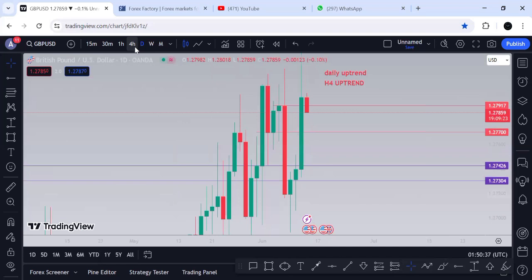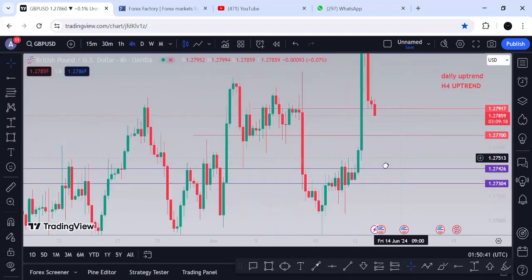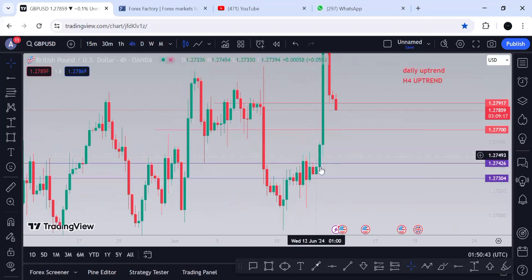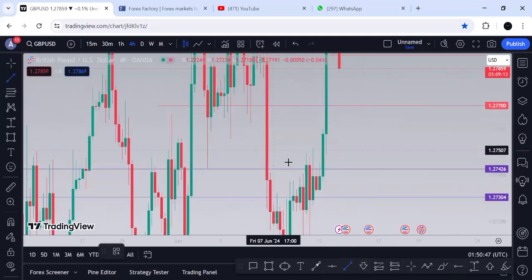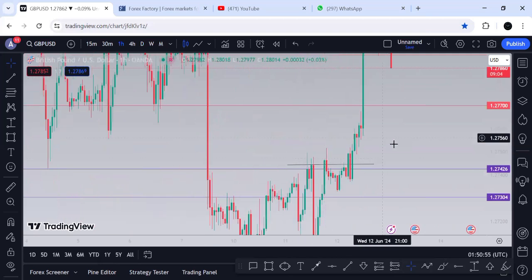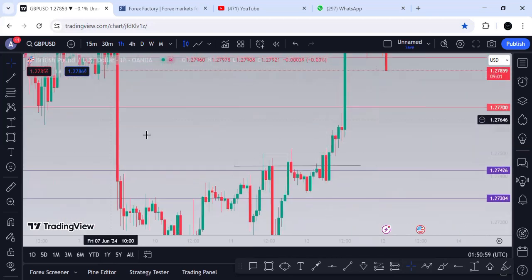So let's move to the H4 time frame. On the H4 time frame, as we said, it was an uptrend. This is where we took the trade. There was a resistance over here that we have to take note of, and another resistance over here. So we move to the H1 time frame. On the H1 time frame, this is where we took the trade.